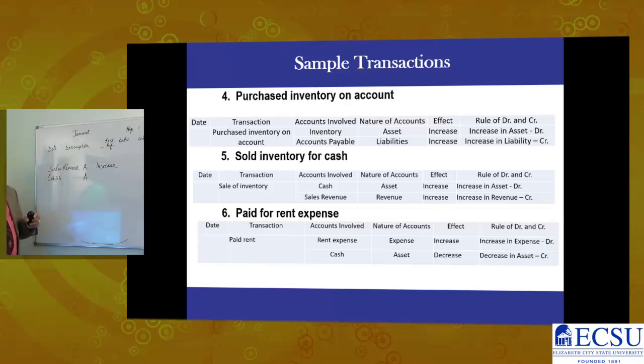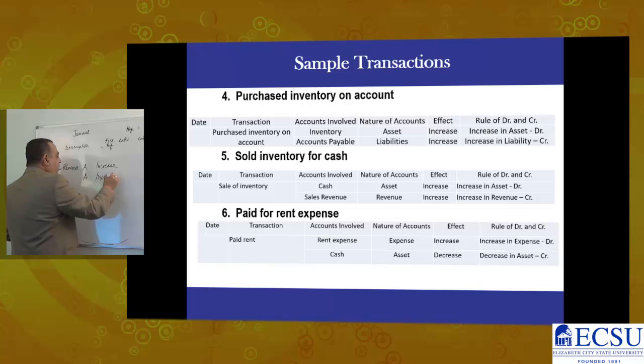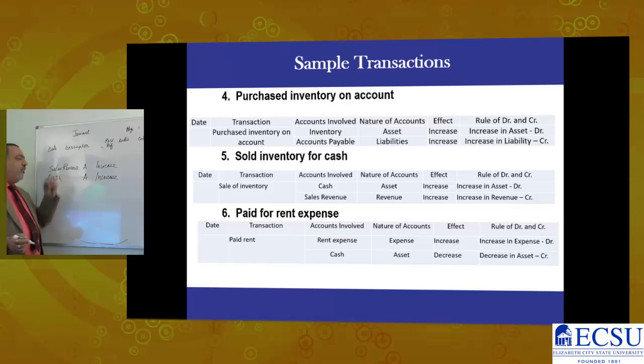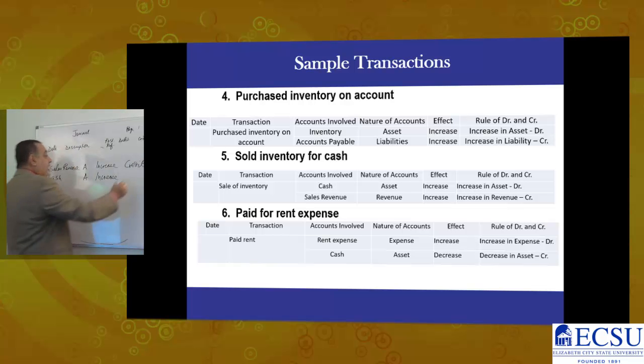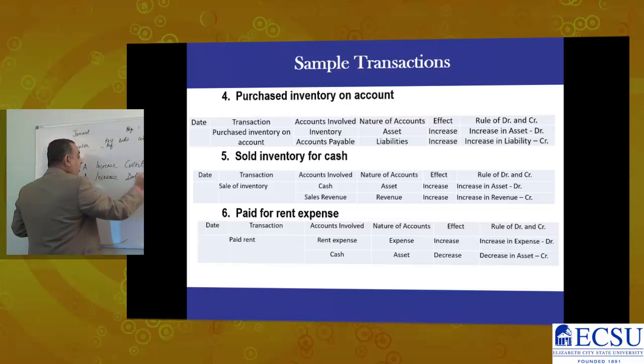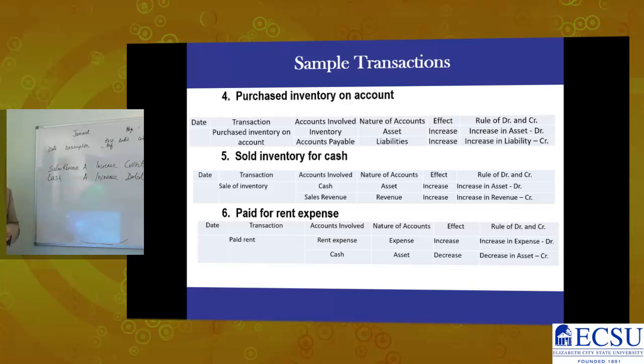And what is happening to cash? Cash is also increasing. So that's why I have a cash increase and a sales revenue increase. When a revenue increases, I credit it. And when cash increases, I debit it. So that's how you're going to handle this.